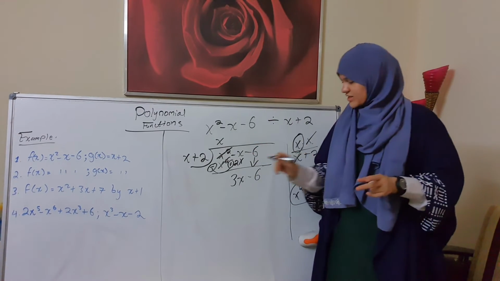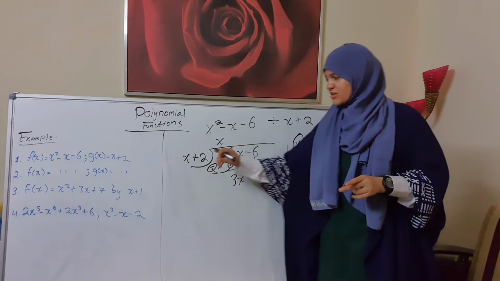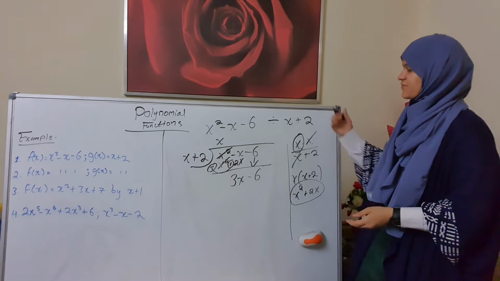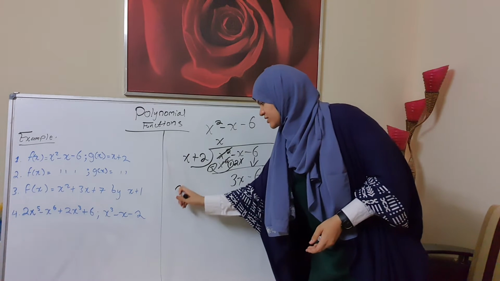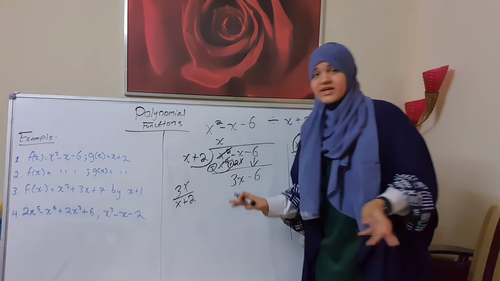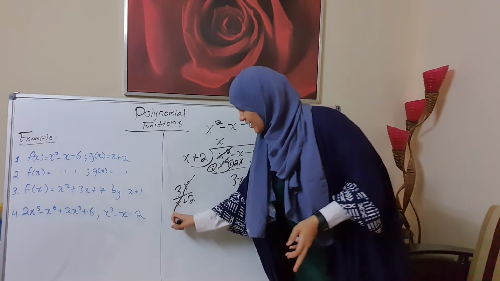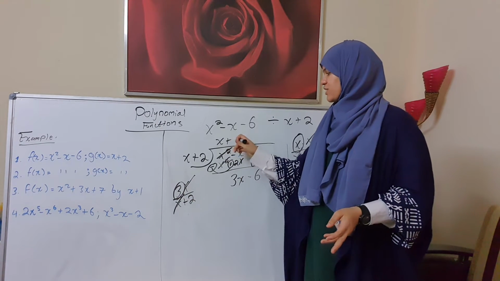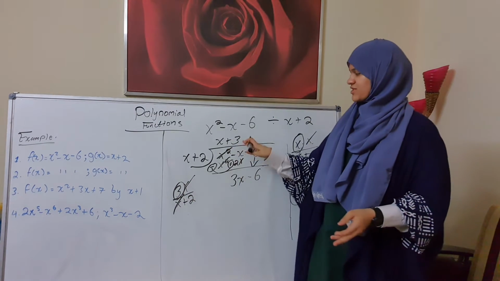We will take the same step. We will take 3x and divide it by x plus 2. The same step here. Like here, 3x over x plus 2, right? We will cut x by x. Okay, so that means we find 3 only. So here it will be x plus 3. Here it will be 3.